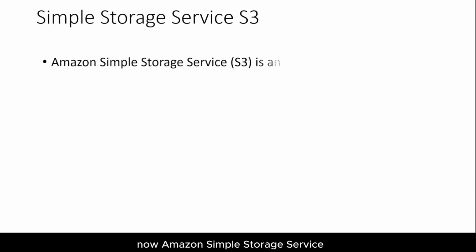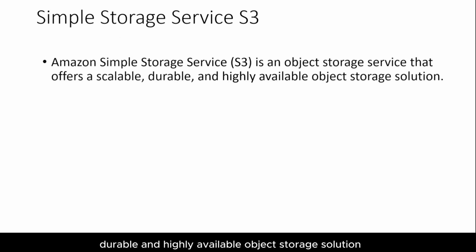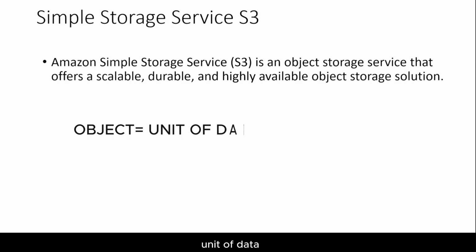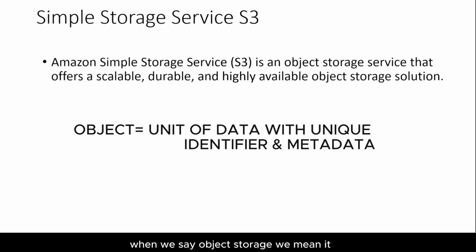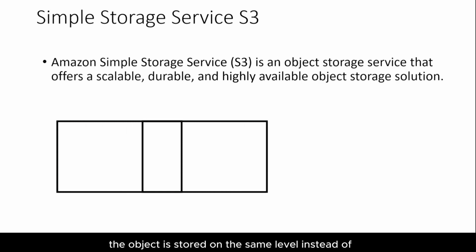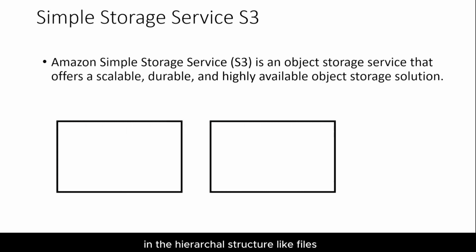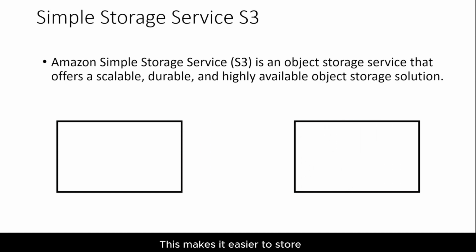Amazon Simple Storage Service is an object storage service that offers a scalable, durable, and highly available object storage solution. An object is a unit of data that has a unique identifier and a set of metadata. When we say object storage, we mean the object is stored on the same level instead of in a hierarchical structure like files. This makes it easier to store and retrieve data, and easily expand to store more data, making it highly scalable.